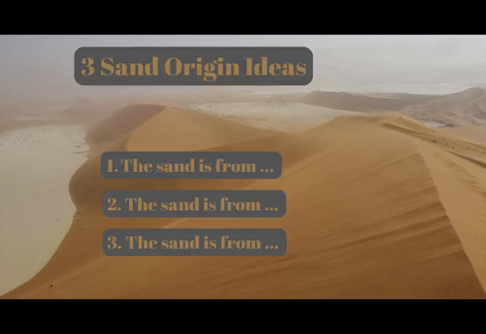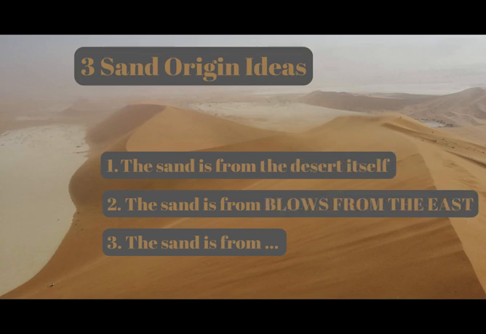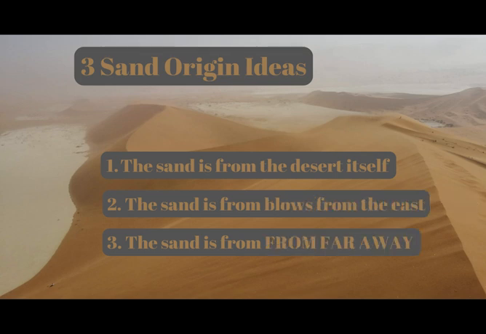There are three ideas about the origin of the sand that are pretty commonly discussed. The first is that the sand comes from the desert itself, either from where the dunes are, from erosion processes, or blown around within the desert itself. The second is that the sand blows in from the east, from the interior of the country. And the third is that there's some larger transport process that brings the sand in from further away. I'll discuss the first two briefly and then give a more detailed explanation of the third one, because that's where the majority of the sand comes from.